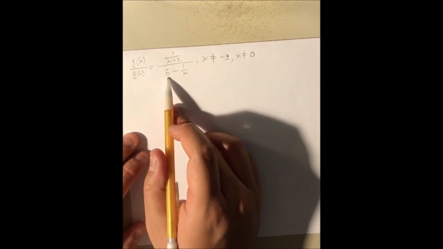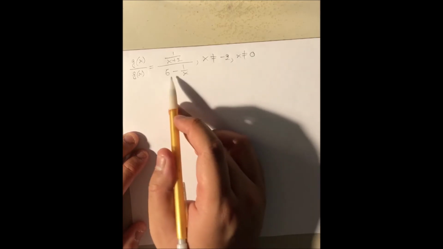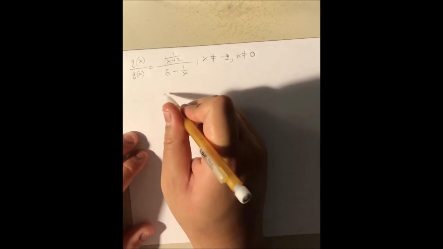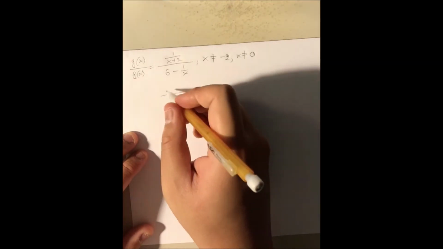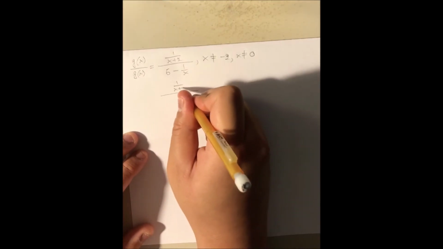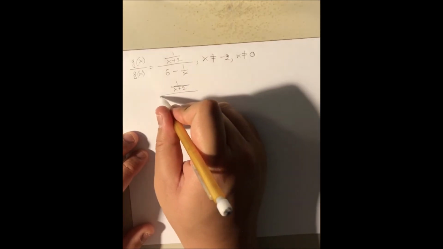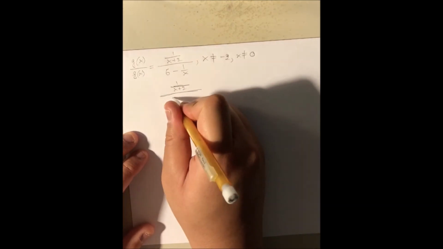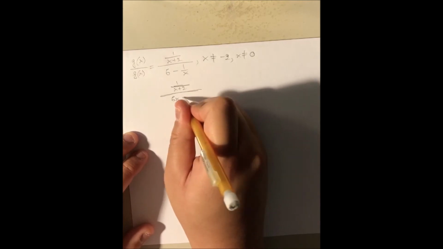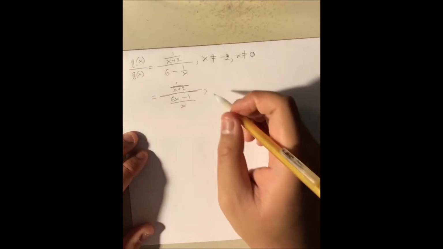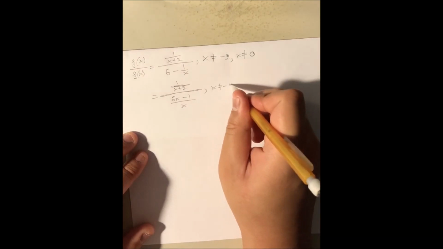And then, of course, finding the common denominator just as we did earlier, we know that this one is going to be equal to 1 over x plus 2, all divided by 6x minus 1 over x. And we know x cannot be equal to negative 2 and 0 again.